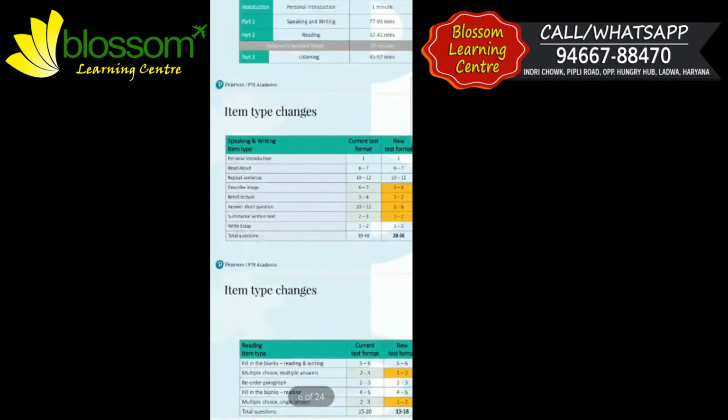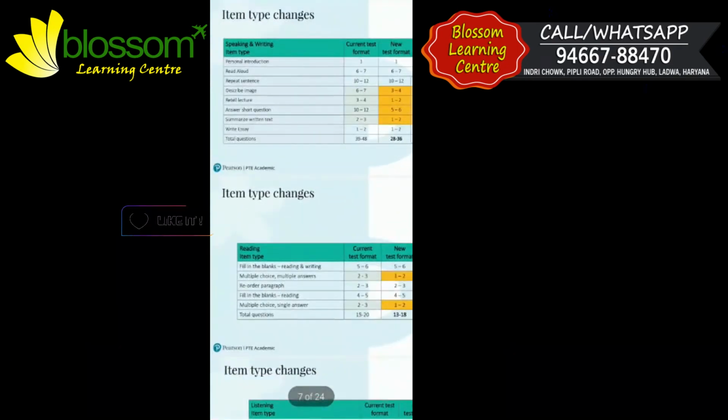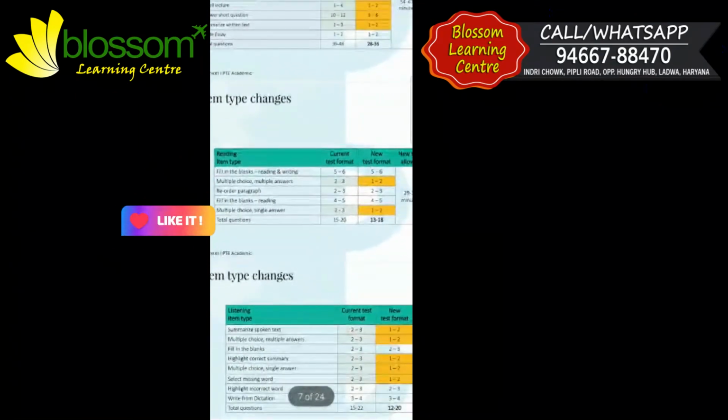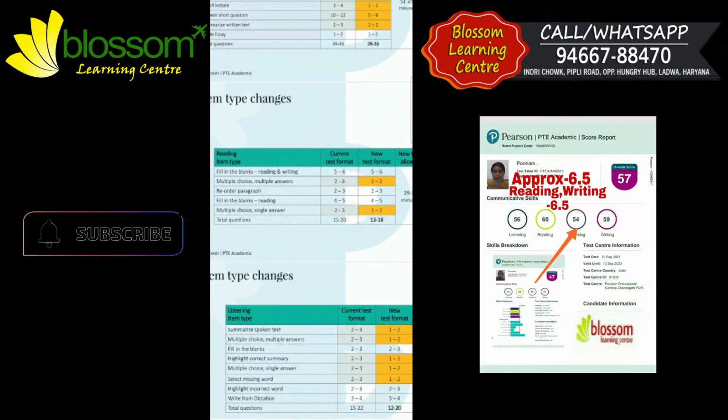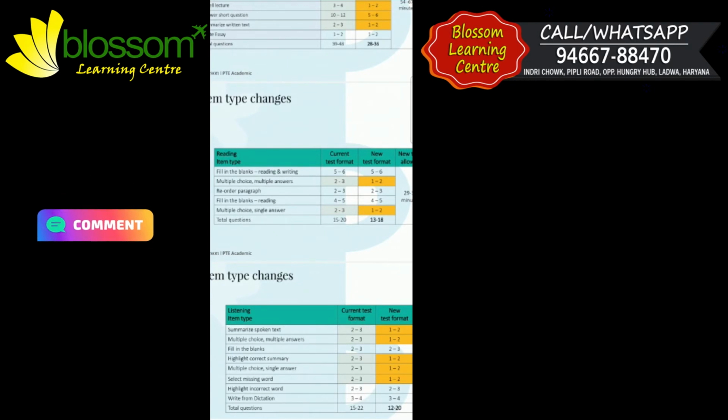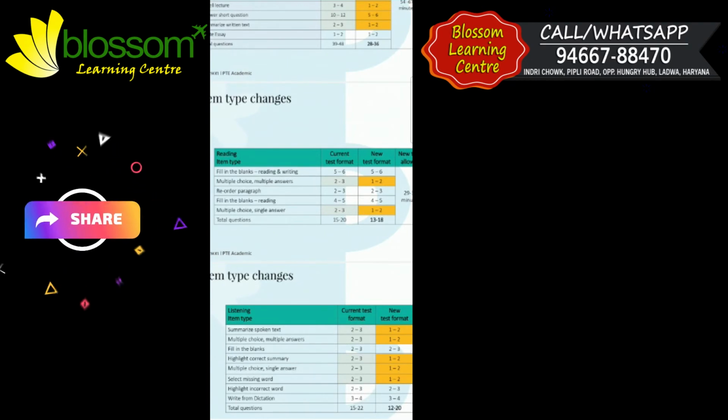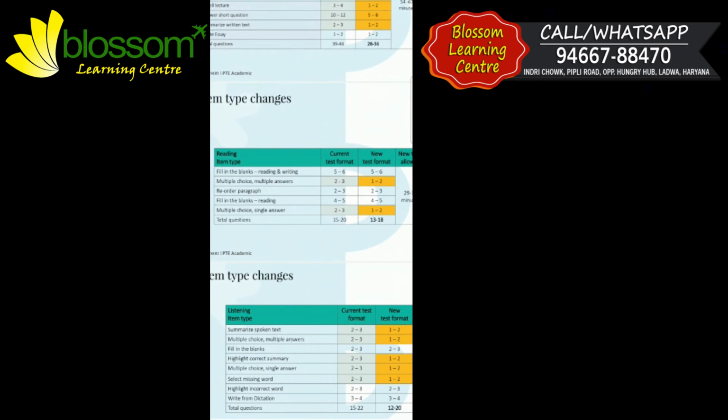So major changes are with describe image, retell lecture, answer short question, and summarize written text in section number 1. If we're talking about the reading questions, coming to table number 2, right now the fill in the blanks, reading and writing, is 5 to 6, and in the future it remains the same, once again 5 to 6, but multiple choice multiple answer is once again reduced by 50%. What is 2 to 3 today, you will get 1 to 2 in the future.